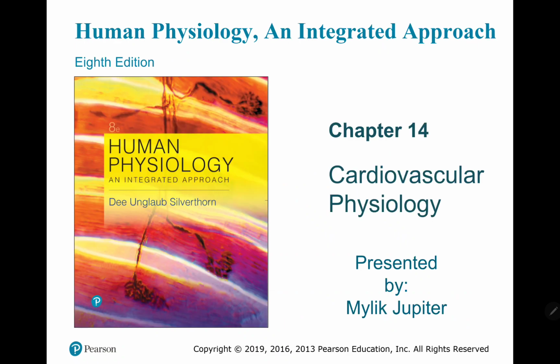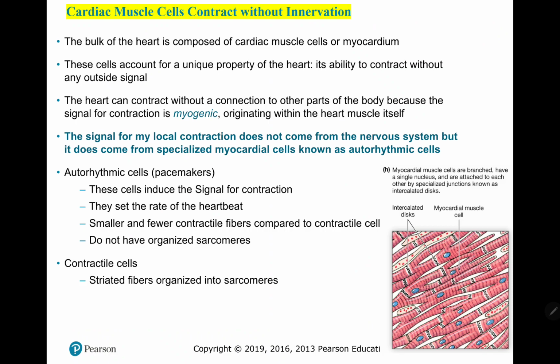Then when we're looking at cardiovascular physiology, it's cardiac muscle cells that can contract without innervation. They don't need the brain to control their contraction because they are myogenic, originating within the heart muscle itself.